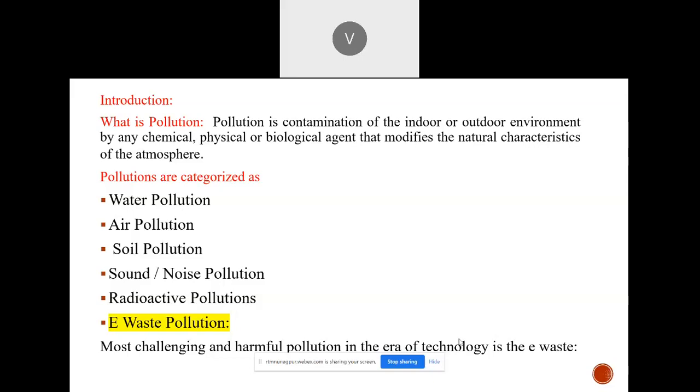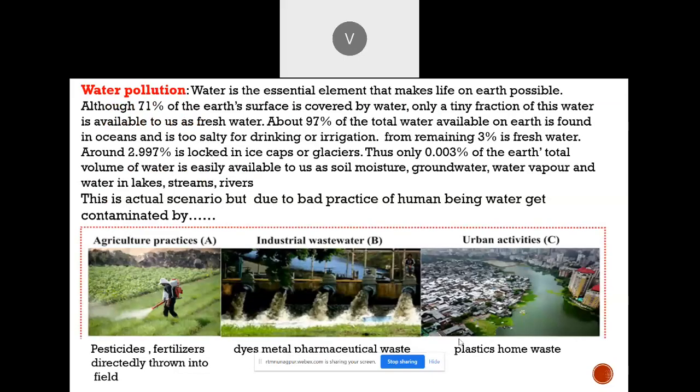What are the different categories of the pollution? As we know, water pollution, air pollution, soil, sound pollution, radioactive pollutions, and the main challenging and harmful pollution in the era of technology is the e-waste pollution. So in brief, I will cover the water pollution, air pollution, sound, radioactive pollutions, and in detail later on I will discuss the e-waste pollution.